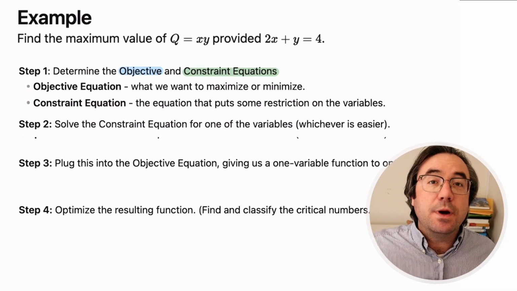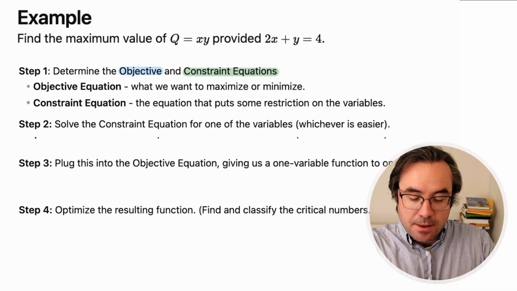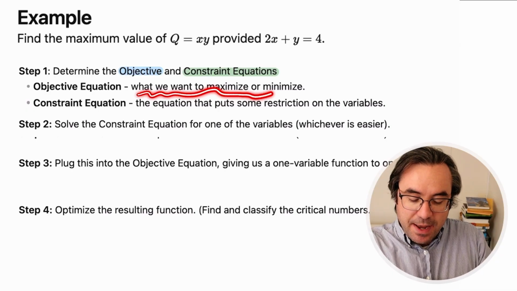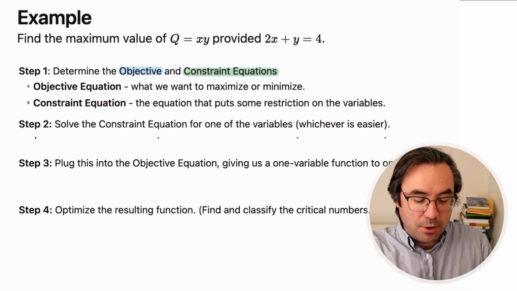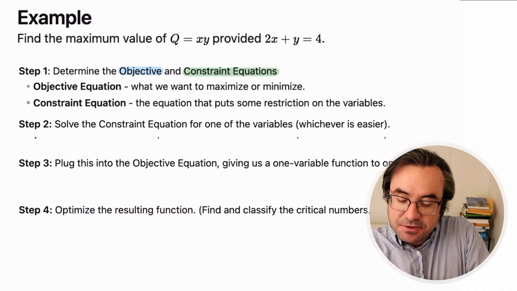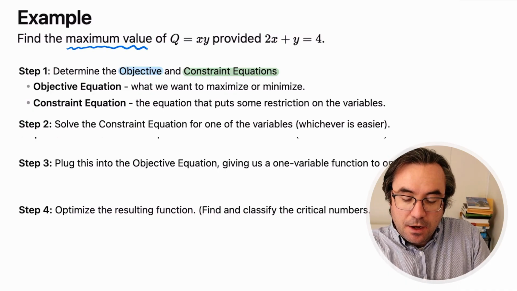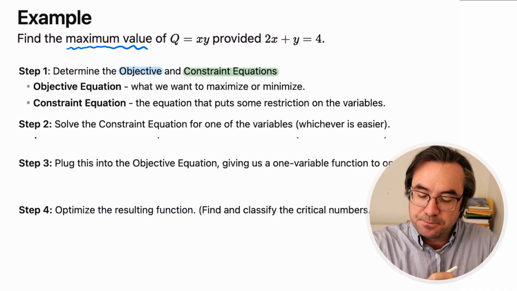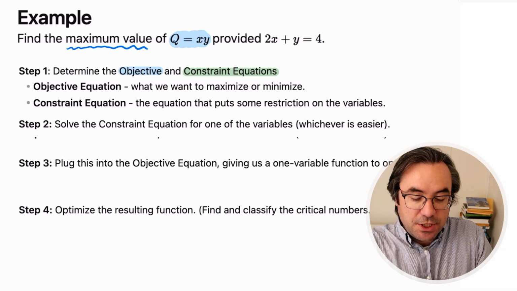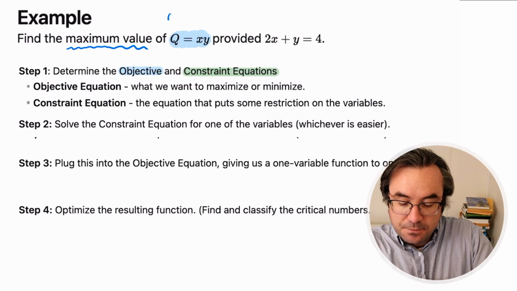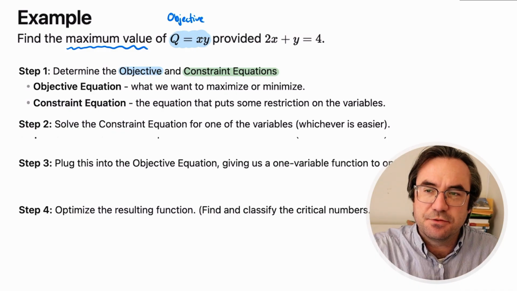All right, so first of all, what do we mean by objective? Well, this is whatever we want to maximize or minimize. So if we go back up to the wording of the problem, we want to find the max value of this function q. So this is going to be our objective. So we'll call this equation our objective function.